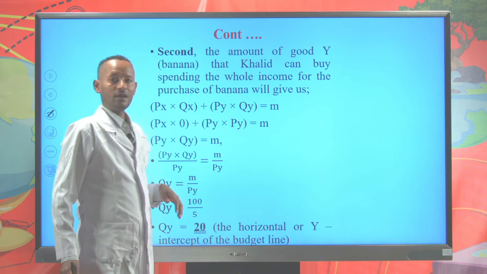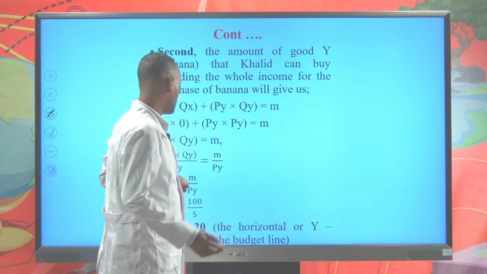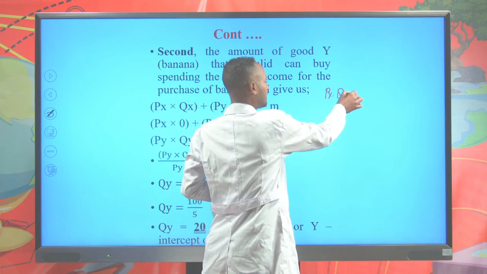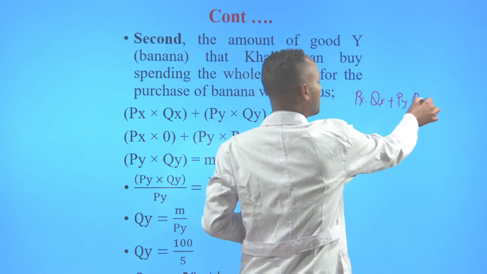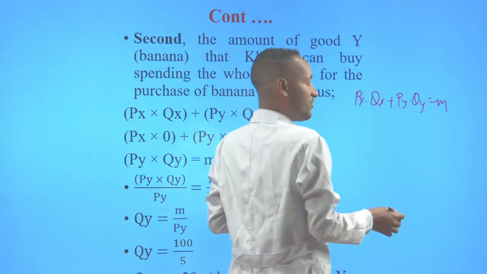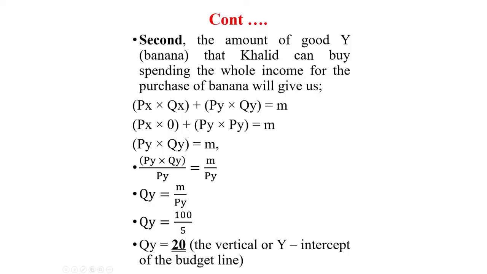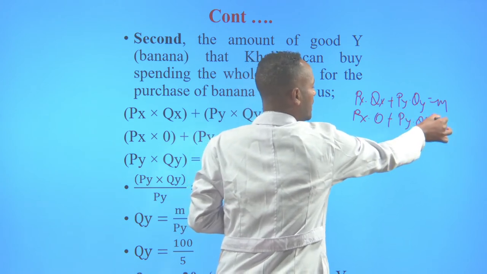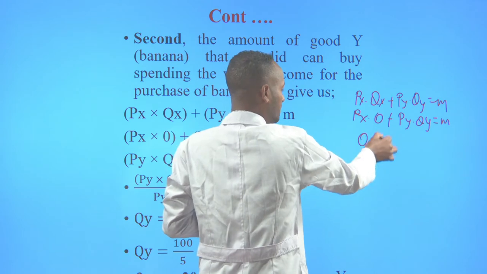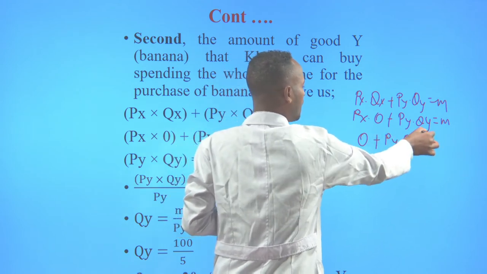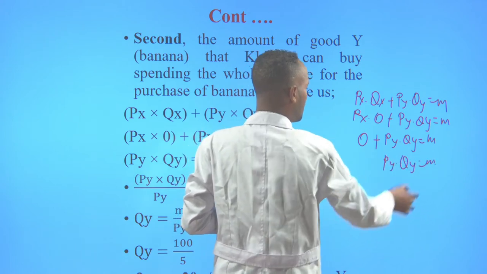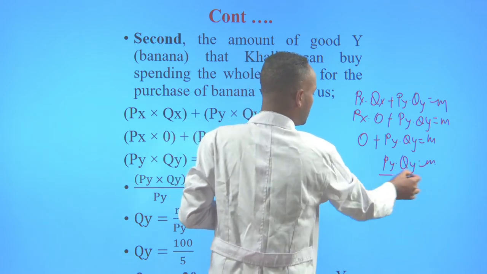Secondly, if Khalid spent the whole income for the purchase of commodity Y, that means the price of commodity X times quantity of commodity X plus the price of commodity Y times the quantity of commodity Y will give you income of a consumer. If he spent the whole income for the purchase of good Y, he will not buy any amount of X. So the price of X times the quantity of X is zero plus the price of commodity Y times the quantity of Y equals income of a consumer. And this is zero plus price of Y times the quantity of Y equals income of a consumer. And this will give you the price of Y times the quantity of Y, which is equal to income of a consumer.